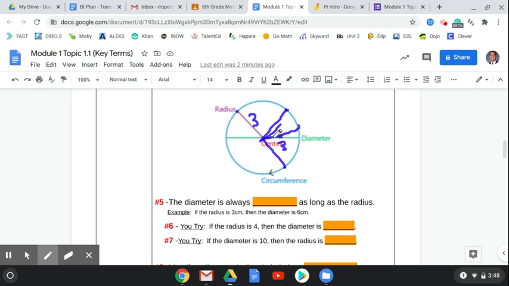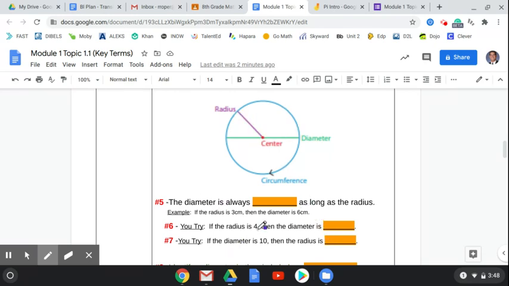from the center, okay? But if I have the purple line and the blue line put together, I would go 3 centimeters and 3 centimeters more, or 6 centimeters, okay? So you try number 6 and 7.